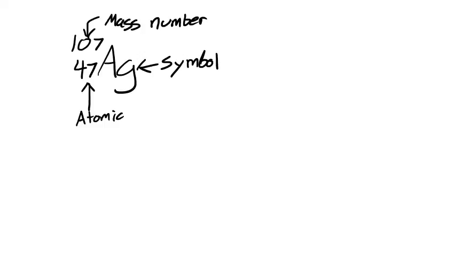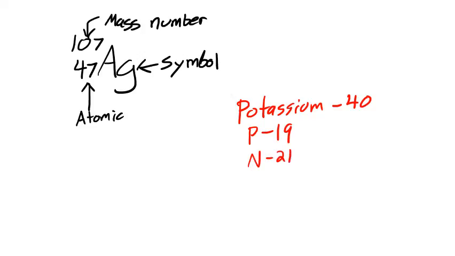Another way you often see these is with their names and a number right after. So for example, potassium 40. Whenever you see this, what you're seeing is a potassium with a mass of 40. When you break it down, this potassium still has 19 protons, 21 neutrons, and 19 electrons. That's what this potassium 40 would have.